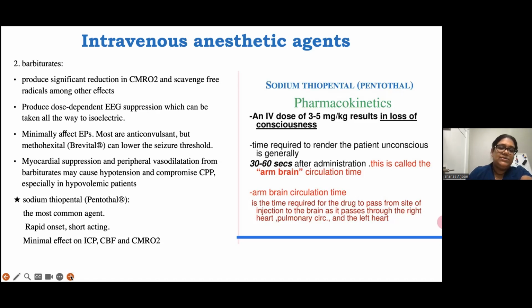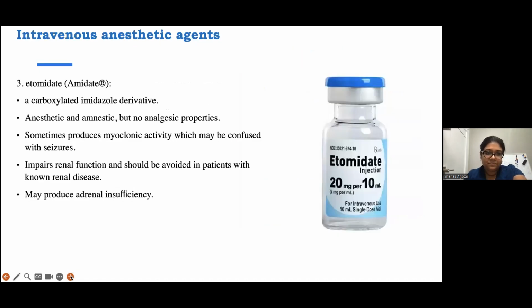So with regards to sodium thiopental, it's the most common agent. It has a rapid onset and it's short-acting, with minimal effect on ICP, cerebral blood flow, and cerebral metabolic rate of oxygen consumption.